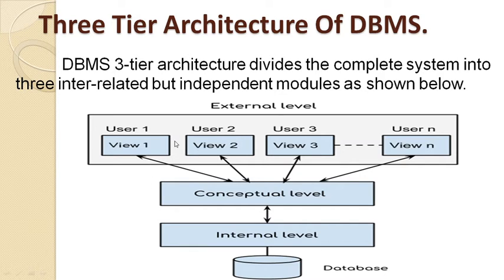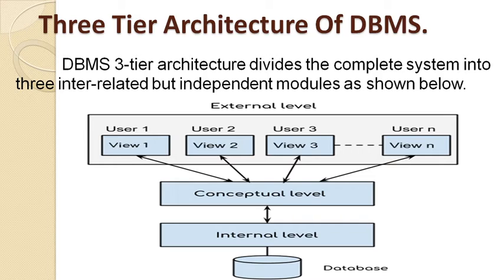External level is also called as the view level. It is the topmost level. See here, different views are created for varieties of users. See, view 1 for user 1, view 3 for user 3, and view 1 for user n. Here different views are created for different users. What it does, external level simplifies the user interaction with the system.